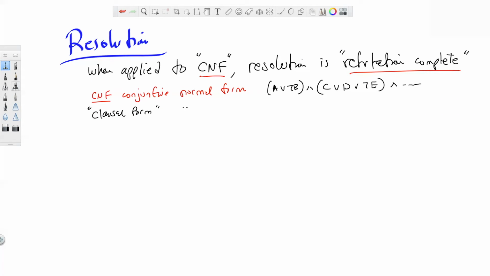we represent a clause as a set. So in this particular case, let's just say that we only have two clauses. Then what you would do is represent this clause as the set A, comma, not B. And then this would be the set C, comma, D, comma, not D. And the whole CNF is a set. So now this is my CNF, and this is what's called clausal form. A clause is a set of literals, and a CNF is a set of clauses.